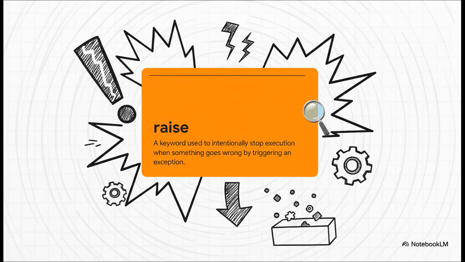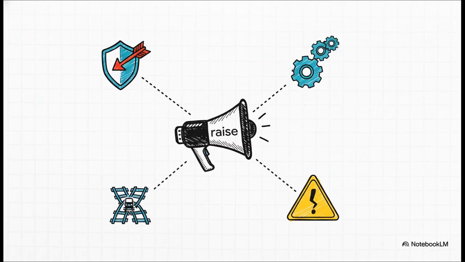It's your way of telling the Python interpreter, hey, a condition has been met that makes it impossible for us to continue safely. So why do we use it? Well, the most common reason is to validate input data, like checking for that negative interest rate we talked about. But it's also used to signal pretty much any kind of custom problem, which gives you really precise control over your program's flow when things start to go off the rails.